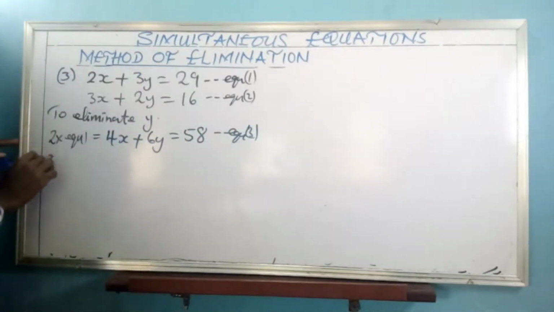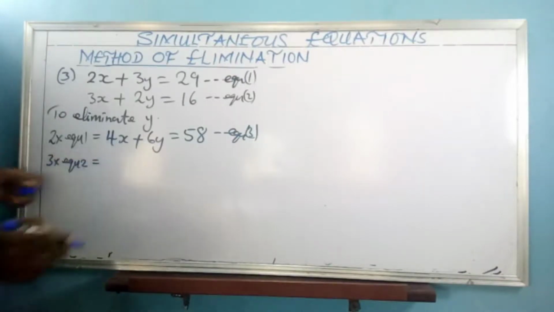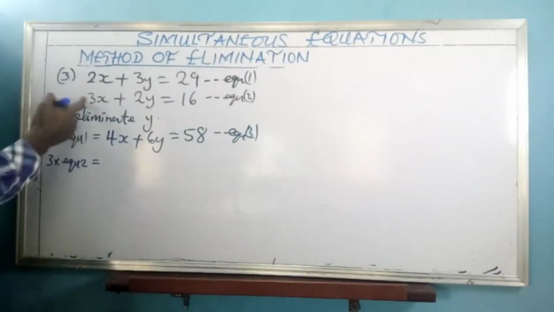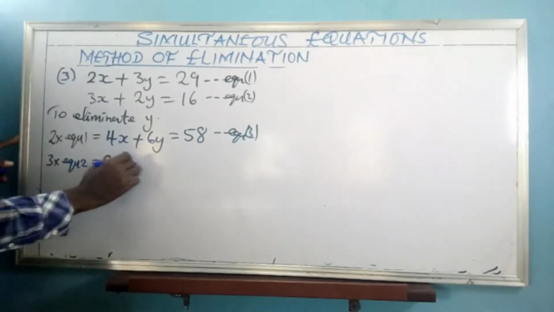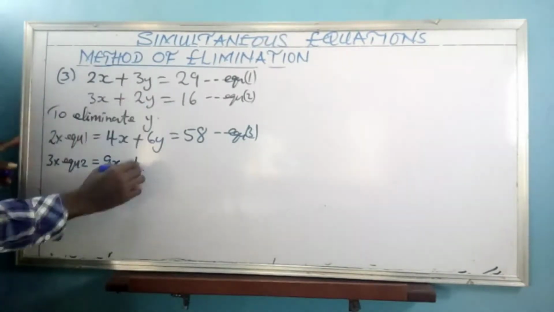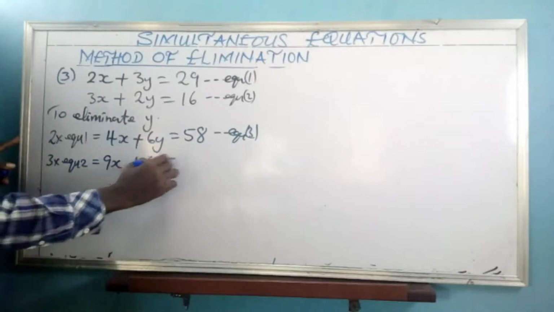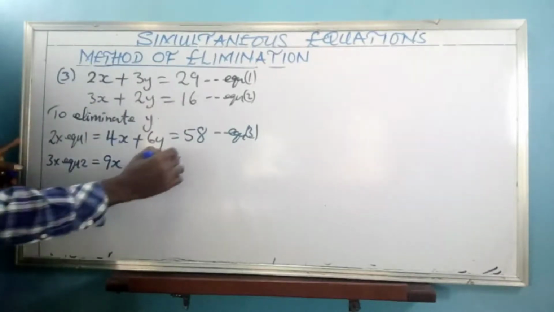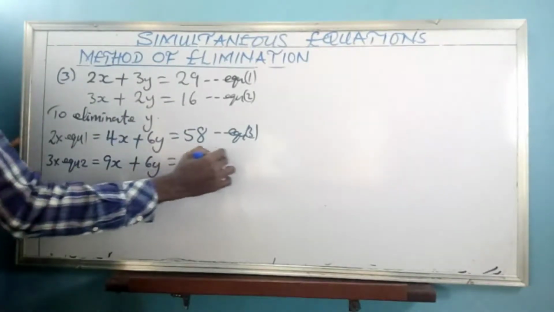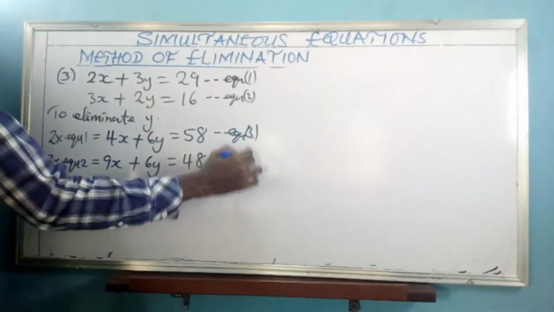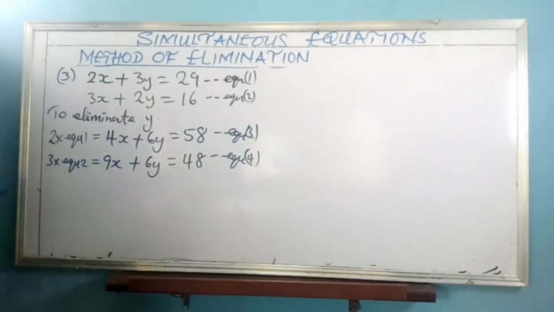I'm going to use what is up there to multiply equation 2. Okay, this one to multiply equation 2. 3 times 3, that's 9x, plus 3 times 2, that's 6y, is equal to 3 times 16, that's 48. So that's my equation 4. You see it now? Now let's move on.